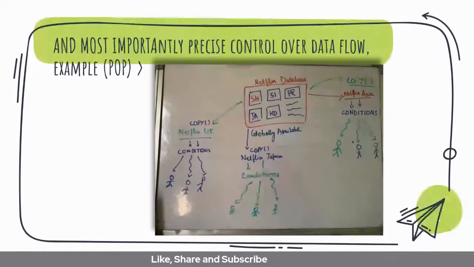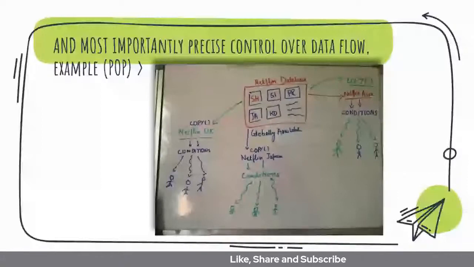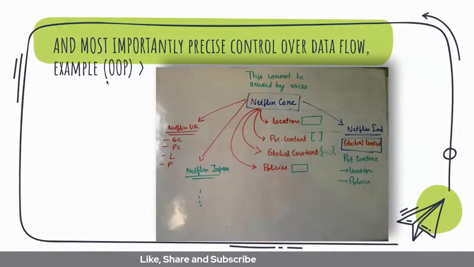Code में redundancy हो रही है. We are copying things. We are using more space and all that. So this was the problem. And this was the solution to the problem using object-oriented programming.